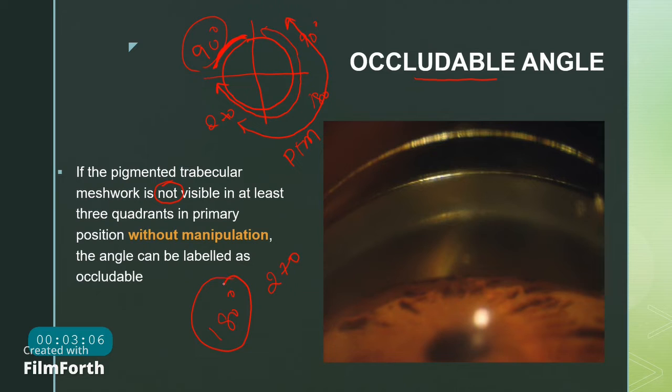Now there's a controversy between 270 and 180 degrees. They say that in Asian eyes, which are smaller eyes and at more risk of progressing to angle closure, the cutoff is taken to be 180 degrees, whereas in non-Asians, this value is taken to be 270 degrees. That means the pigmented trabecular meshwork is not visible in about 270 degrees in non-Asian eyes, and not visible in 180 degrees in Asian eyes, without any manipulation. So that is called an occludable angle. If you do not know what manipulation is, check the video on Goldmann gonioscopy with manipulation.